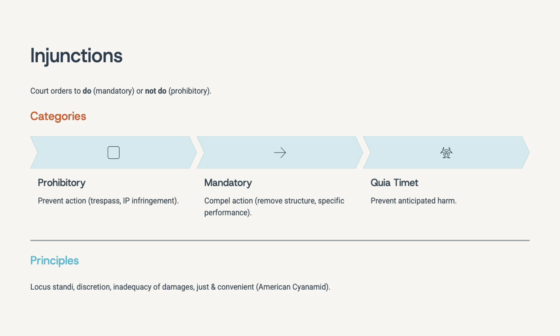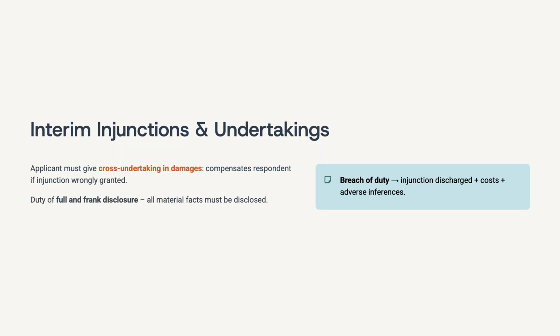So in the exam, remember American Cyanamid. The principles are gold: discretion, adequacy of damages, balance of convenience, and yes, they really like the case. So at that point, you need to understand which remedy will work, legal or equitable. And in equity, we have gone through different remedies and why an injunction will suit in certain cases.